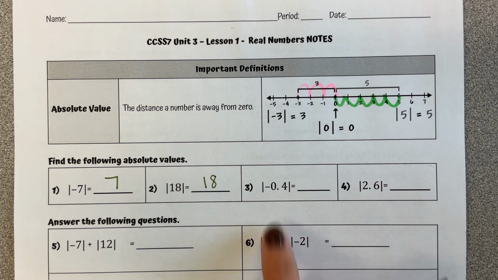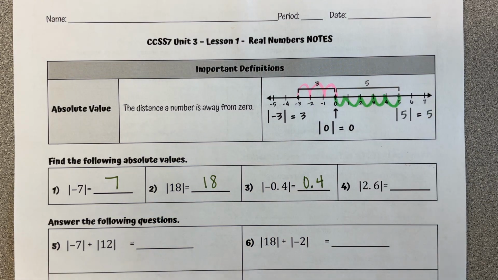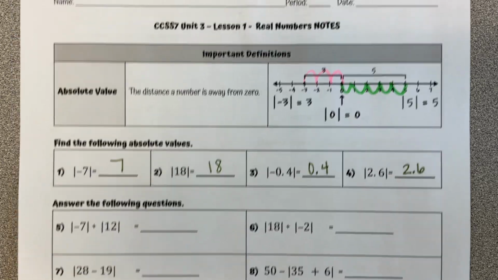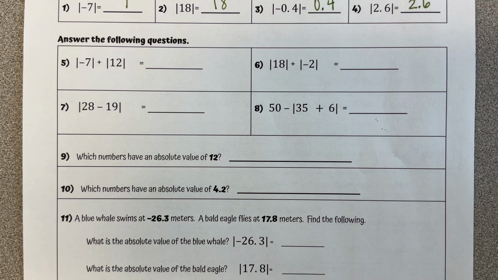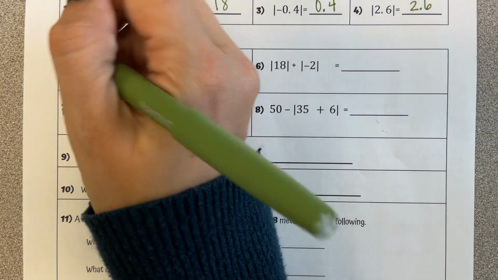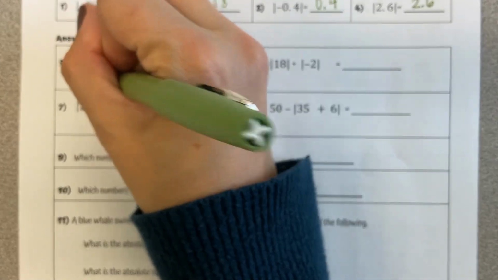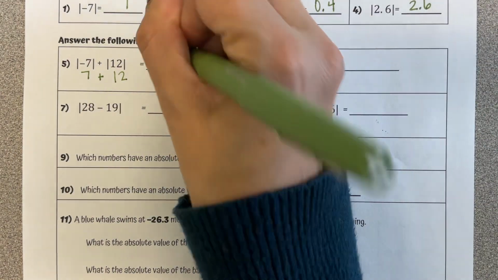Negative 0.4 is just 0.4, and 2.6, 2.6. So we're going to do some basic problems with absolute value in it, and later on in the unit we'll get to some more complicated ones. So here I'm calculating what is the absolute value of negative 7? 7 plus the absolute value of 12 is 12. 7 plus 12 is 19.